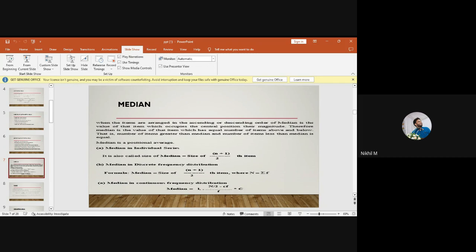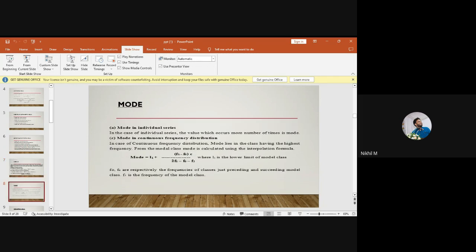After that, CF means the cumulative frequency of the class just preceding the concerned class. F is the frequency of the selected N/2 class, and C is the class interval. Let's find out the median.